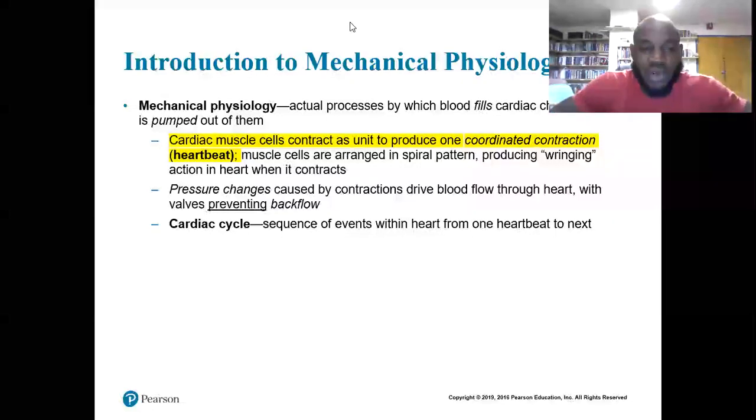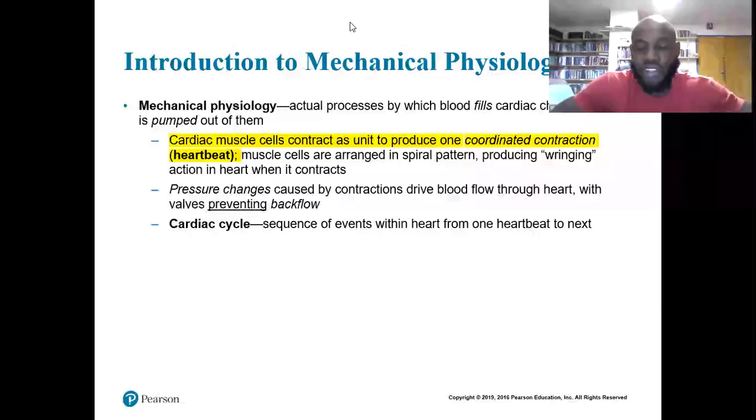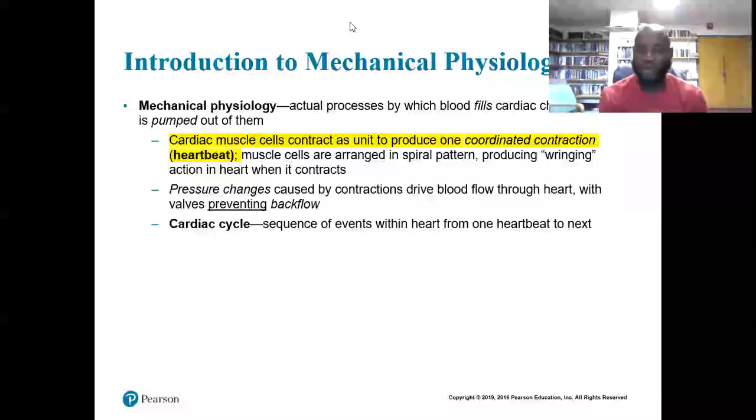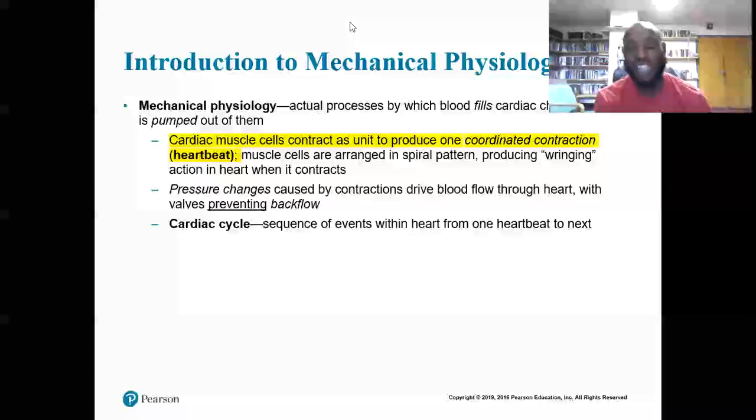All right, so mechanical physiology, as a quick introduction, is the process by which blood fills the cardiac chambers, that's your atria and your ventricles, and is pumped out of them. So the blood comes in the right atria, then down to the right ventricle, pumped through the pulmonary circuit, then into the left atria, and then into the left ventricle, and then it's pumped through the systemic circuit.